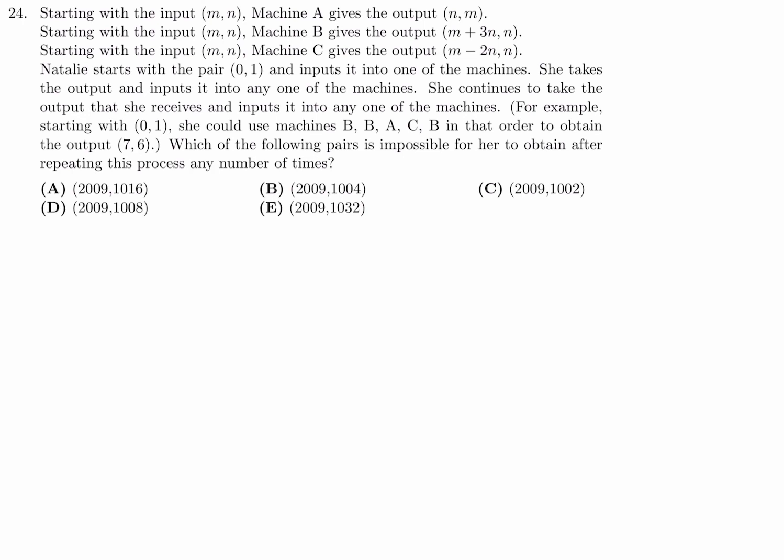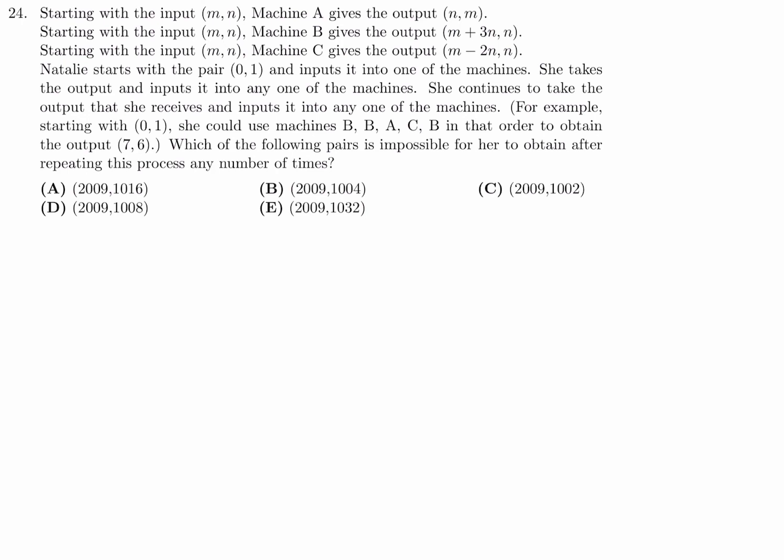Starting with the input mn, machine A gives an output of nm. Starting with the input mn, machine B gives the output m plus 3n, n. Starting with the input mn, machine C gives the output m minus 2n, n. Natalie starts with the pair 0, 1 and inputs into one of the machines. She takes the output and inputs it into any one of the machines. She continues to take the output and inputs it into any of the machines.